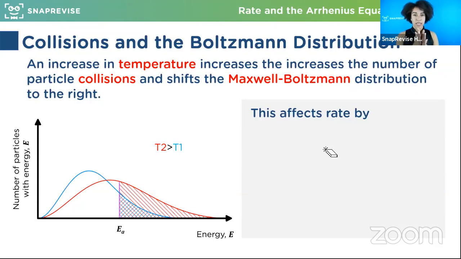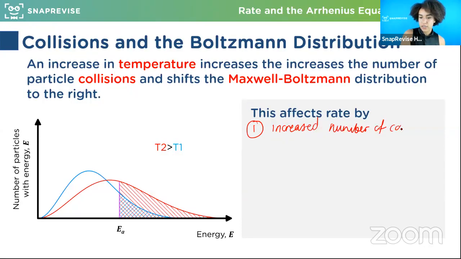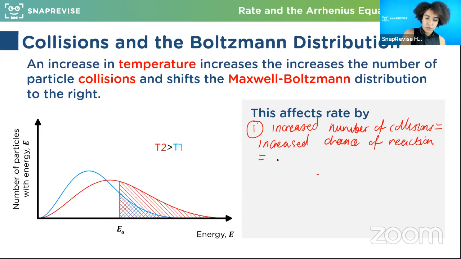Yeah, so we've got Jaisal mentioning EA, our activation enthalpy. If you have more collisions, you have a higher probability that one of them is going to cause a reaction, right? So when you increase temperature, you increase the probability of something happening. So I'm going to write that down. Under "this affects rate", the first point is that an increased number of collisions is equal to an increased chance of reaction, which gives you the likelihood of an increased rate.